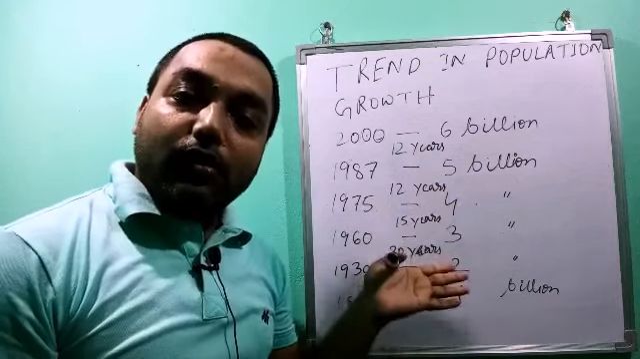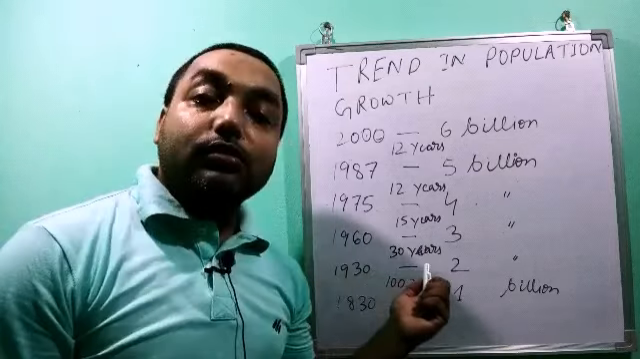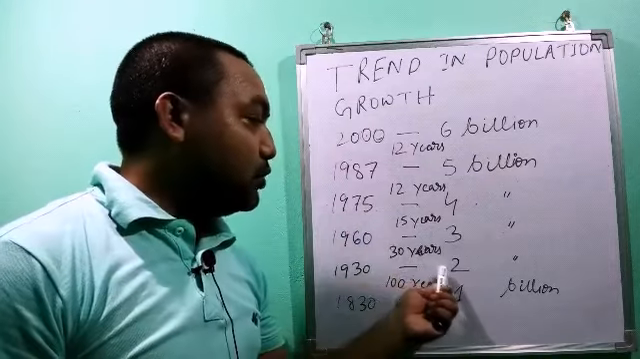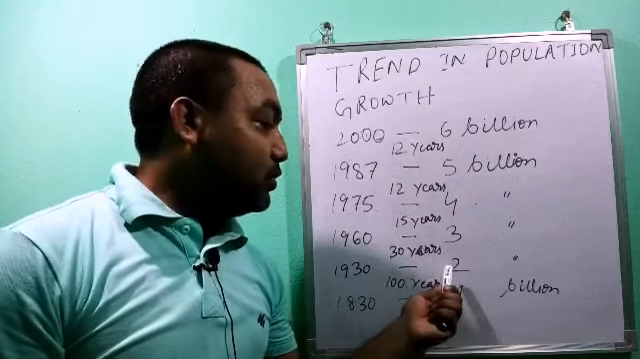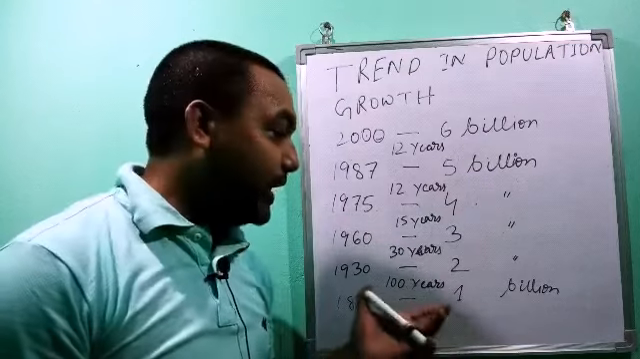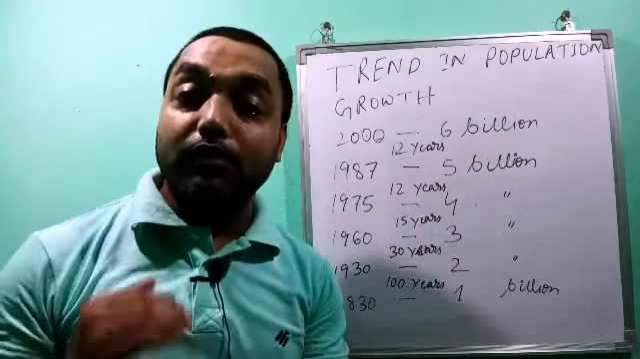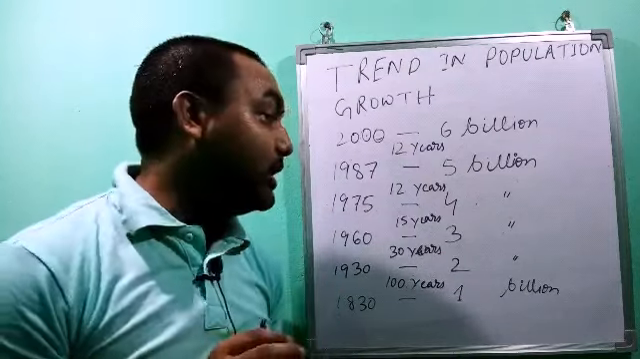But if we go back, and back, then you will see that from 2 to 3 billion it took around 30 years. Then from 1 billion to 2 billion it took around 100 years to add just 1 billion.